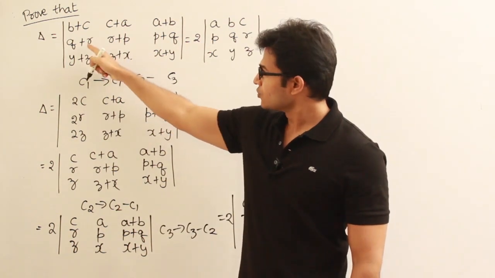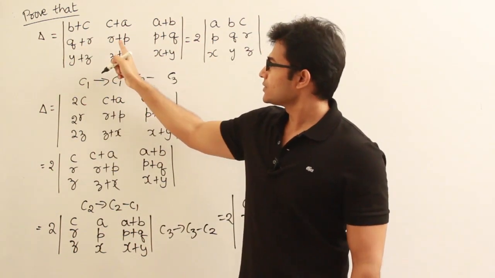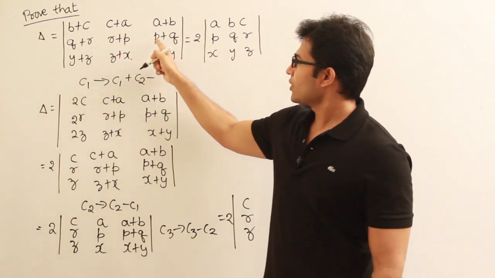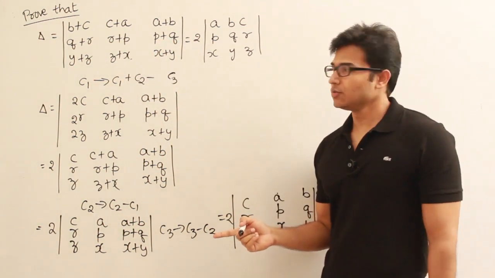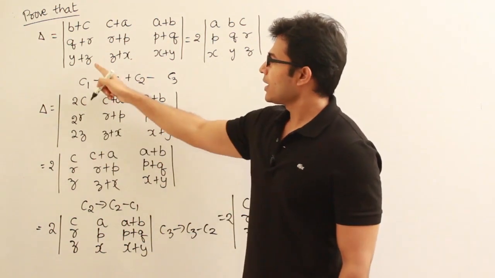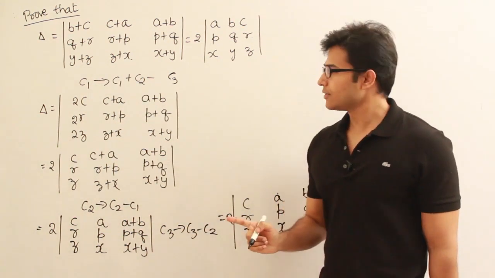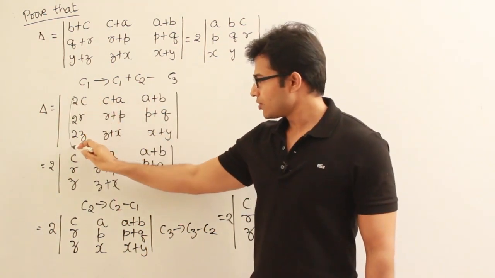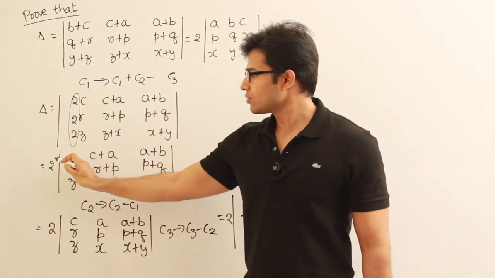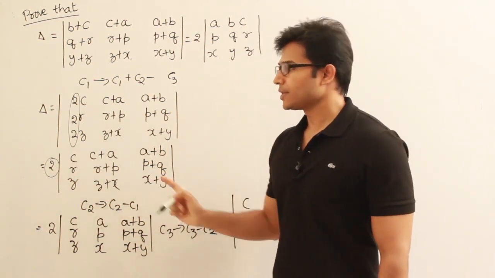And if I add these two, what do I get? P plus Q plus 2R. And from that, if I subtract C3, I subtract P and Q. Then what will be remaining? 2R. And similarly, I get this 2Z. So I got it. And next, from the first row, I am going to pull out 2 as common. So 2 came out, and this is remaining.